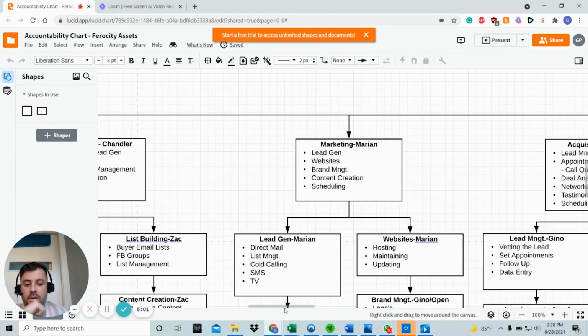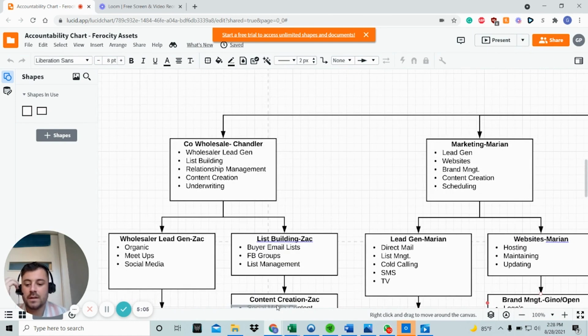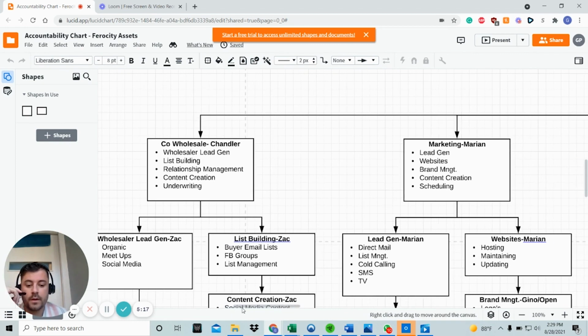Let's move over to the right here. It's Marion. This is a VA. Oh, Zach, by the way, he gets paid 10 to 15% depending on how many deals. So if he does over, I believe, 25,000, he'll get 15%. Anything under that's 10%. So that's what his payroll is like.